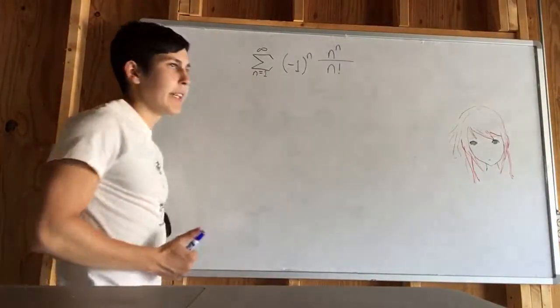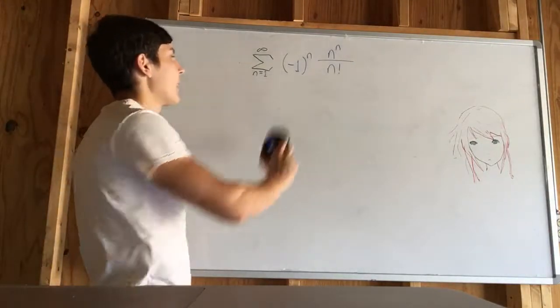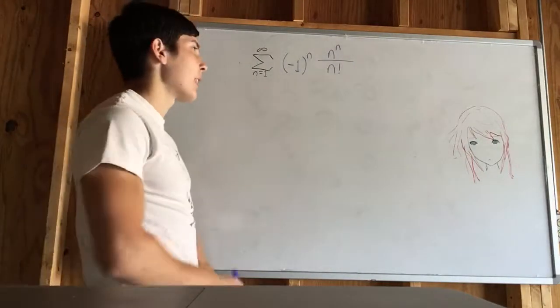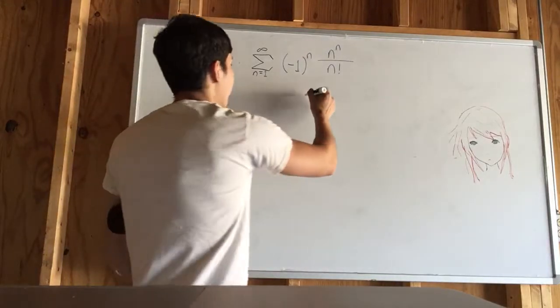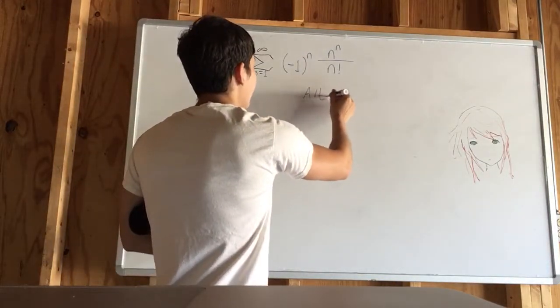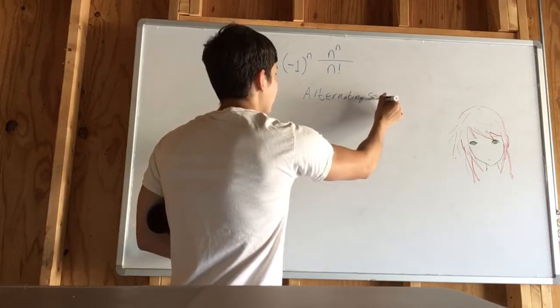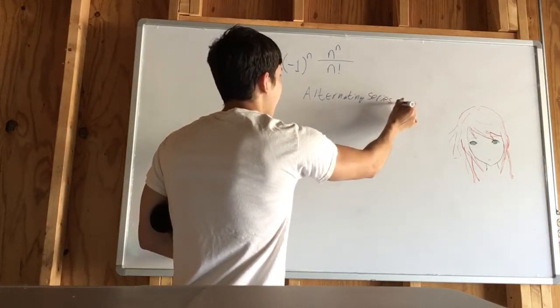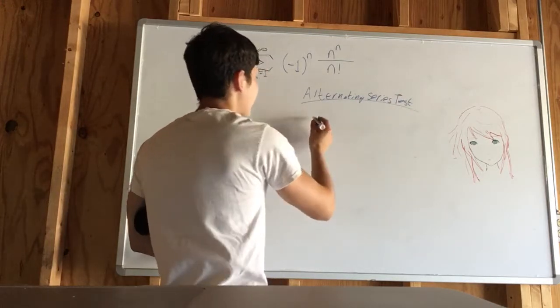Okay, we have a series. It's not just any series, it's an alternating series. We could tell because we have negative 1 to the power of n. With an alternating series, we tend to do an alternating series test, first of all. So the alternating series test has two conditions that we have to meet. And if we meet those two conditions, then we can say that this converges.